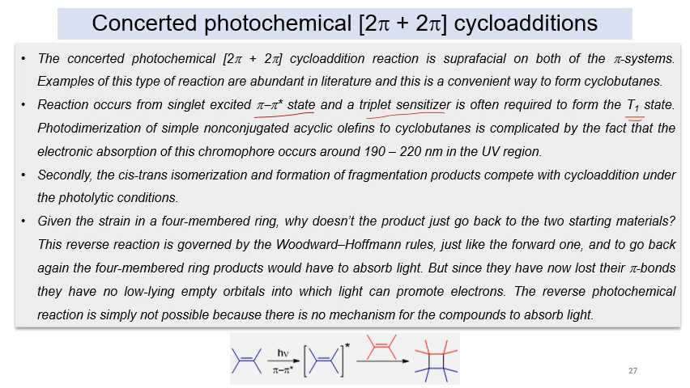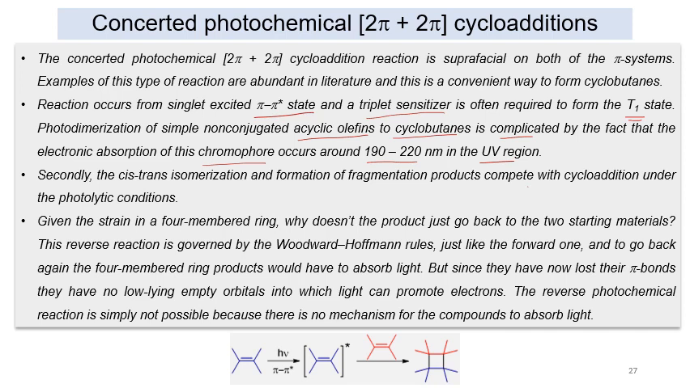The photodimerization of a variety of non-conjugated acyclic olefins to cyclobutanes gets complicated because the electronic absorption of this chromophore occurs in a very short wavelength UV region, and the cis-trans isomerization for a variety of olefins and the formation of fragmentation products will compete with the cycloaddition under the photolytic conditions.